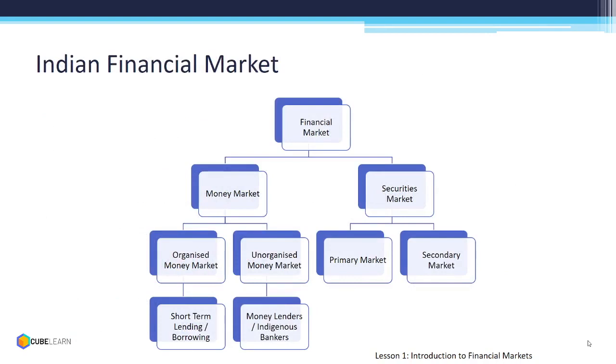As you can see, the market comprises both the money market and the securities market. Money market facilitates short-term lending and borrowing, while securities market ensures funds are available for long-term investments.